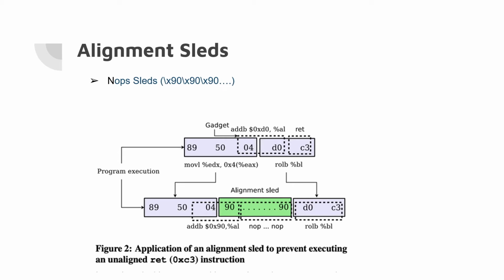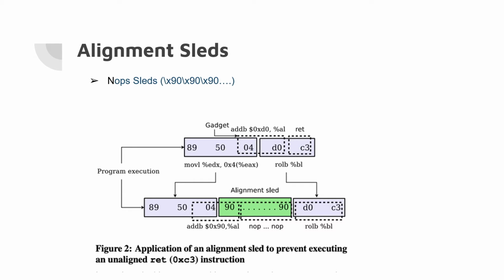Therefore, regardless of the alignment prior to reaching the sled, the execution will eventually land on the nop sled. This is used to prevent attackers from using unaligned code, because no matter where they start to execute the code, after the nop sled, they are forced to realign with the actual code.